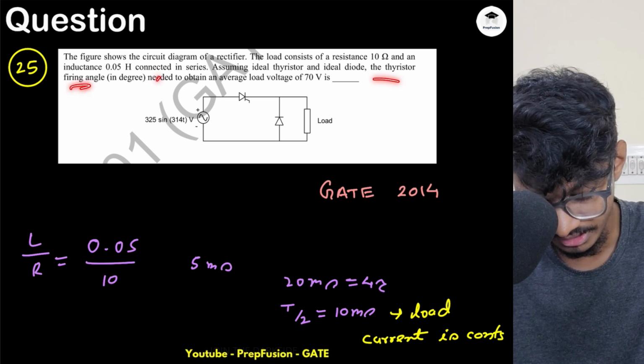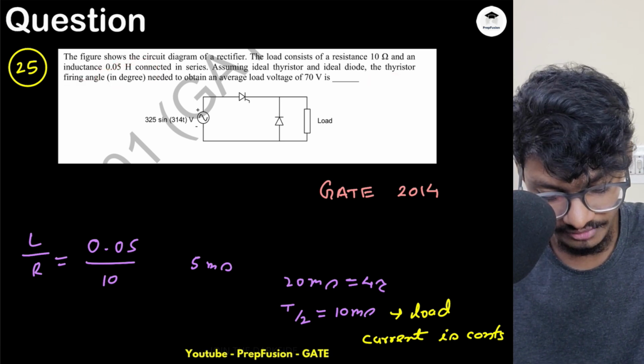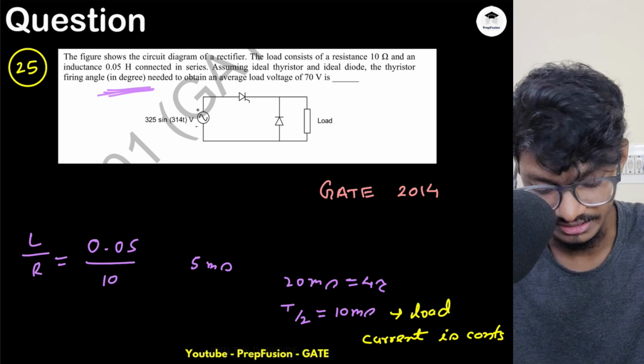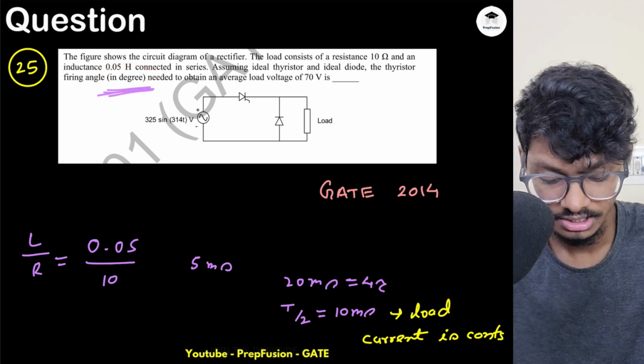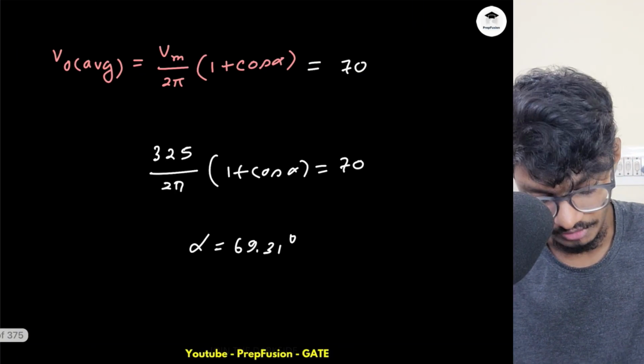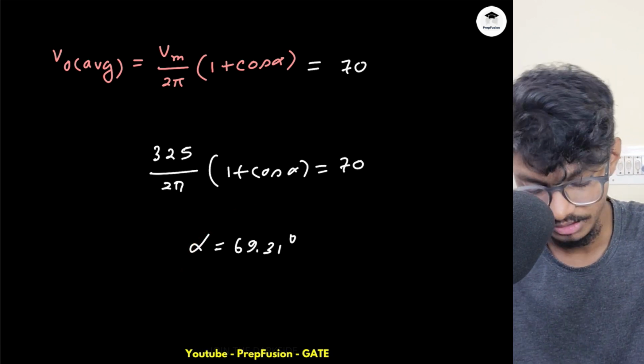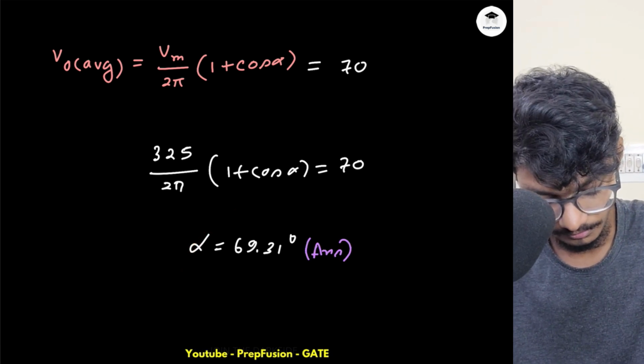The thyristor firing angle in degrees. So be very careful here. If they would have asked in radians, then things would have changed. So you have to be careful. Now your answer will be 69.31. That will be your answer.